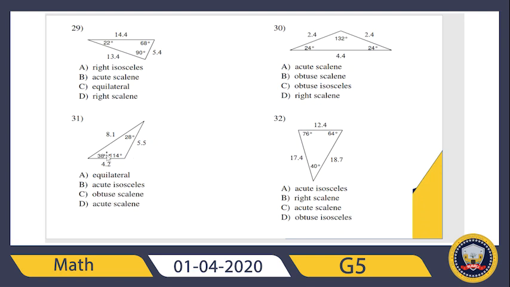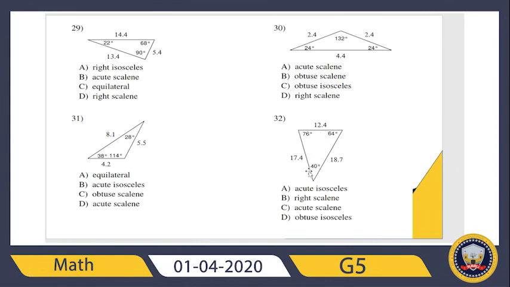Obtuse because I have one angle here which is greater than 90 degrees, and scalene because all the sides are different in their length. Let's go for the last one. Start with the sides. First side equals 17.4, second side equals 18.7, and the third side equals 12.4. All the sides are different in their length, so I can classify it as a scalene triangle.